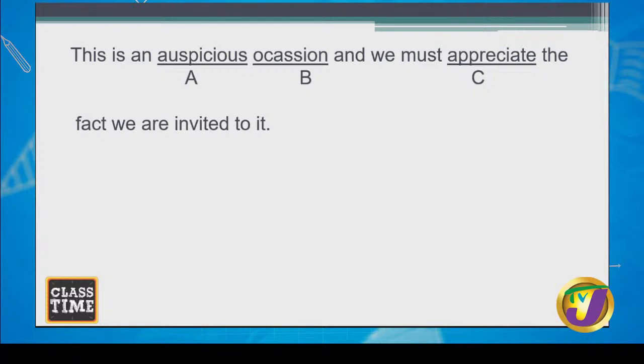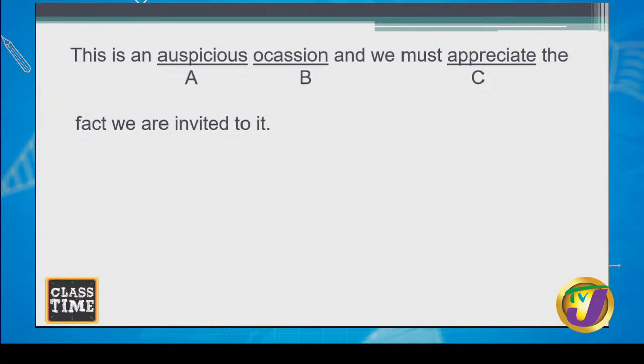This is an auspicious occasion, and we must appreciate the fact that we are invited to it. So we're looking at auspicious, we're looking at occasion, we're looking at appreciate. Now look carefully at how each of those words is spelled. And remember now, for the spelling section, you really have to take your time and look at the words carefully because your eyes might show you the right spelling when the wrong one is on the paper. So look carefully. Which of these words is not spelled the way it's supposed to be spelled?